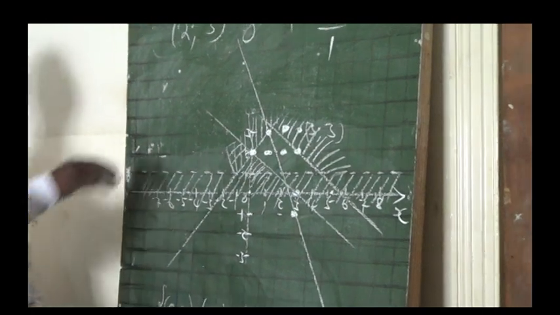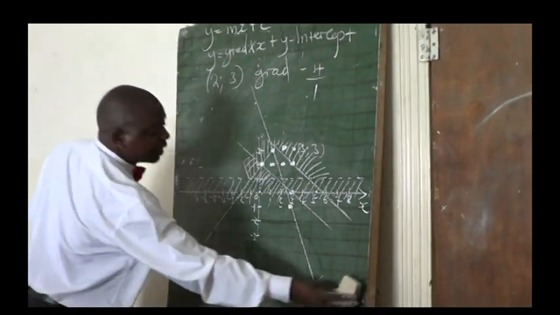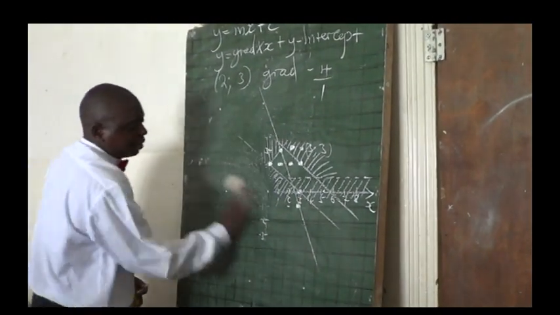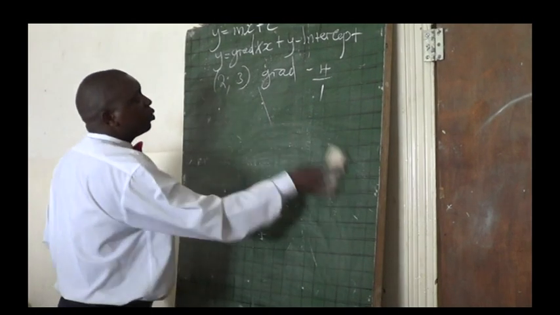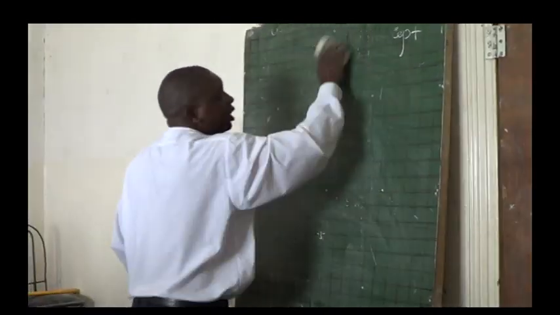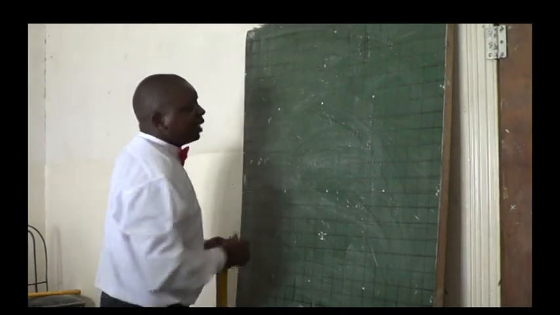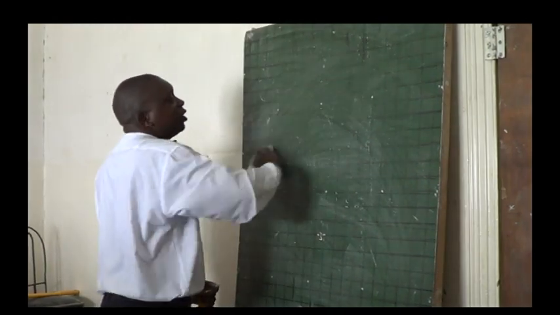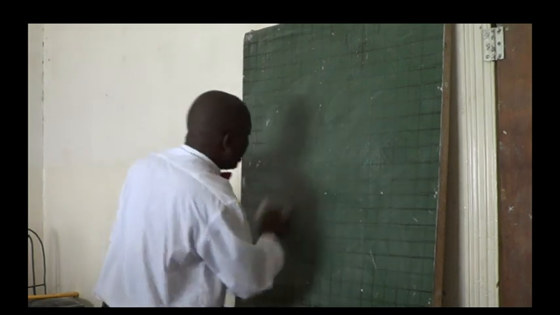To do inequalities, you must be able to sketch the straight line graphs first. You must also be able to find the equation of a given straight line.